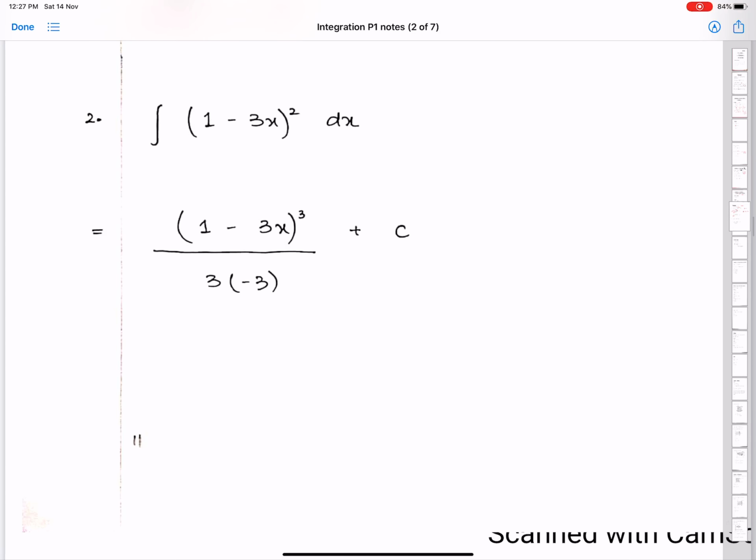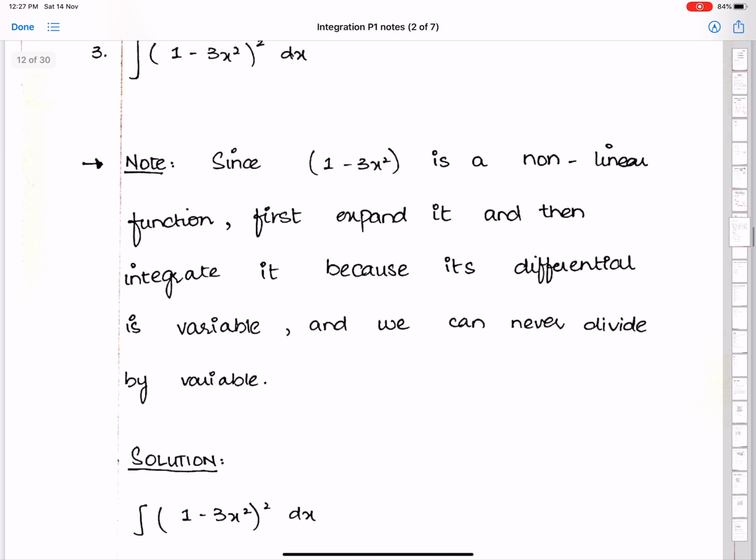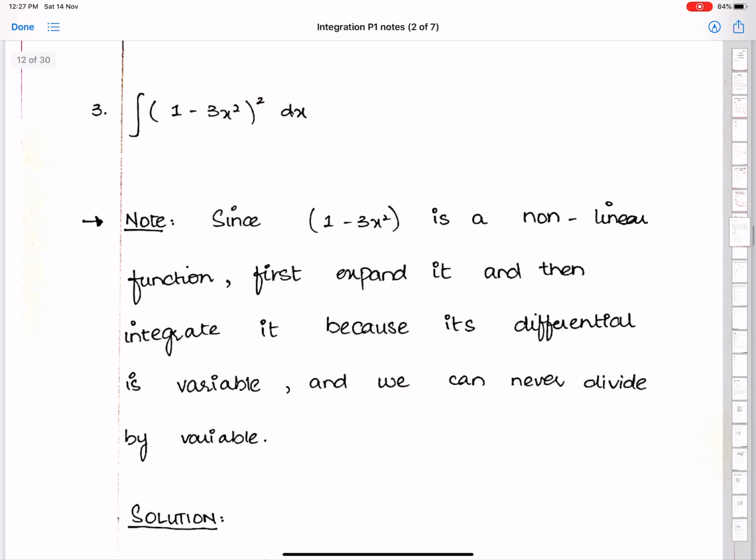Again, this is a linear function and its differential is negative 3. So this 3 is of the resultant power and this negative 3 is the differential of this function. But this is a non-linear function. This is not of this type, mx plus c.